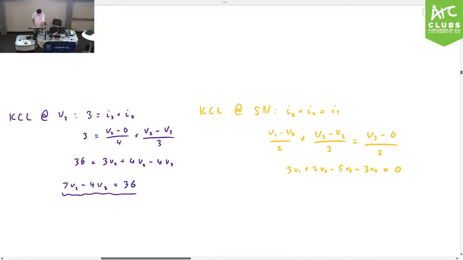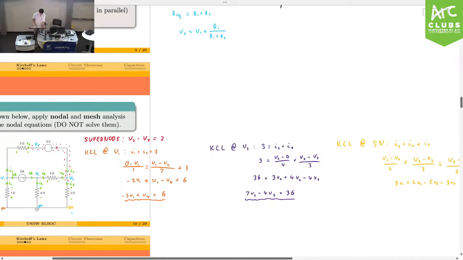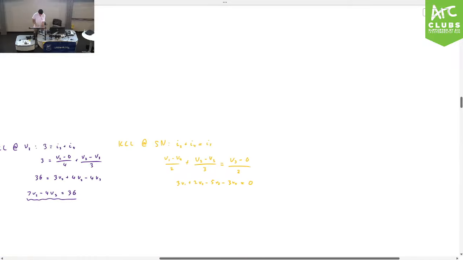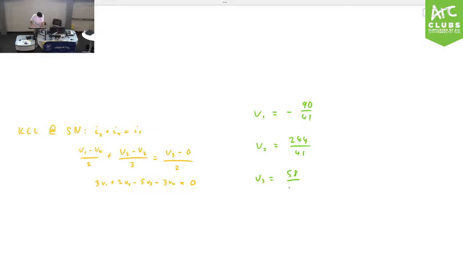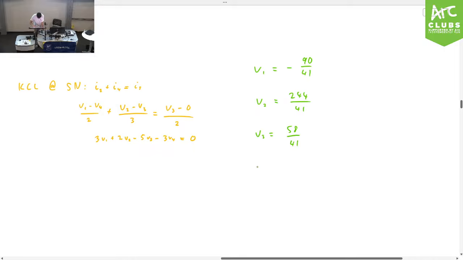And now we have 4 equations, we have 4 variables, so we can solve this. But it's pretty tedious to solve, so I'm not going to do that. I'll just give you the solution. So we should have V1 is equal to 90 on 41. V2 is equal to 244 on 41. V3 is equal to 58 on 41. V4 is equal to minus 24 on 41.